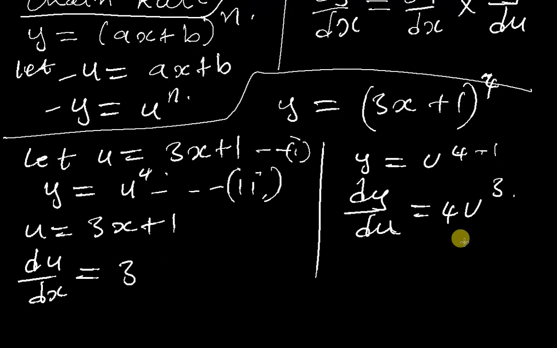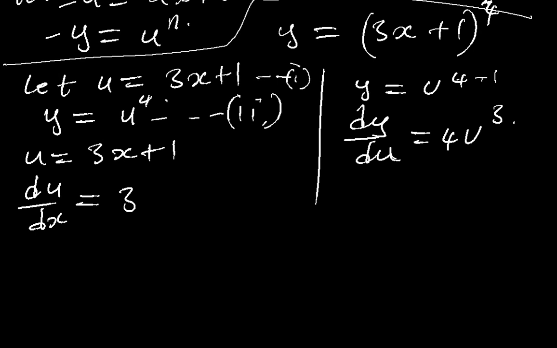Okay, so let us now apply the chain rule. Or before we can even apply the chain rule, let us write this in terms of x, not u. So dy/du will therefore be equal to 4, and then while there is u, we put the value of u, which is 3x plus 1. So we put 3x plus 1, then we raise it to the power 3.